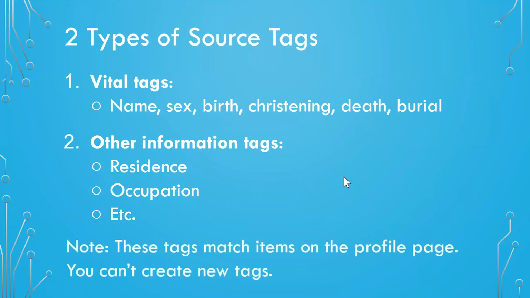I wanted to point out that these tags match items on the profile page, and as such, we as users can't create new tags. We just use the tags that FamilySearch has predefined that match what is on the profile page. And that's probably a good thing, because if we as users could define our own tags, you can imagine how confusing that might be, or there would be tags that were close but not quite spelled the same, and it would just get confusing. So we are, I hate to say limited, it's not really a limit, but we're required to use the designated tags that have been created by FamilySearch.